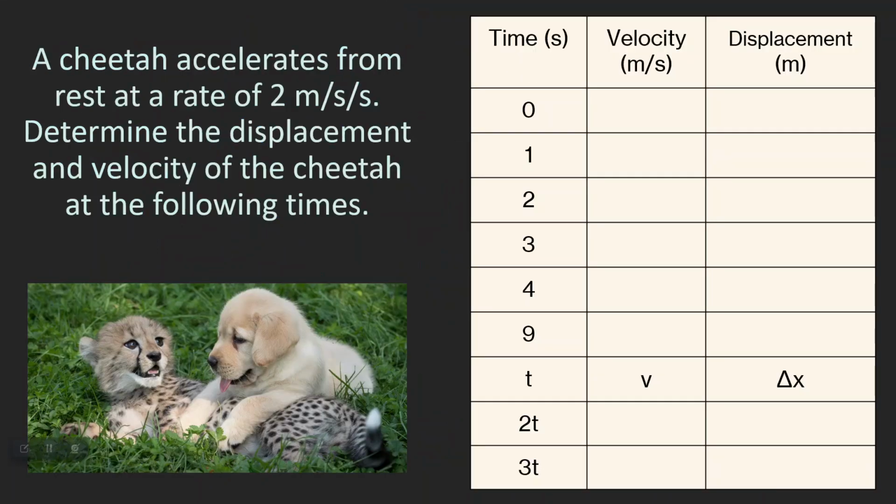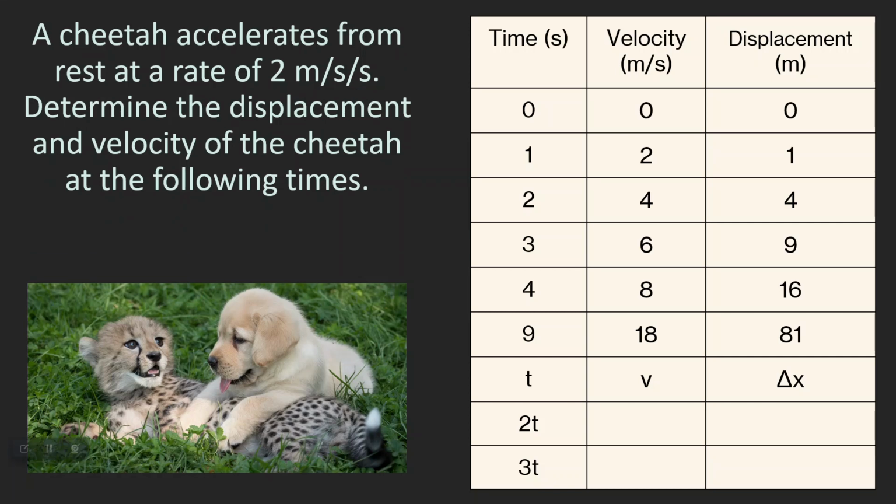So let's revisit our kinematics equations, and this is an example that I want us to look at. So we have a cheetah, and it accelerates from rest at a rate of 2 meters per second every second. And we can use this information to determine the velocity and the displacement of this cheetah at all of these following times. So if you want to, you can make some predictions, you can pause the video, try to fill in this table mentally. If not, I'm just going to fill it in for us.